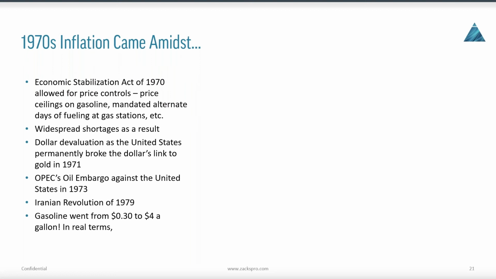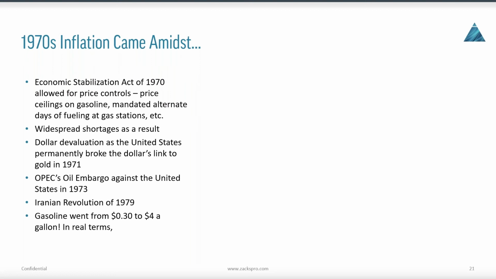OPEC also had an oil embargo against the U.S. in 1973 that also delivered a supply shock to the U.S. back then. Then there was the Iranian Revolution of 1979. That was another supply shock. The oil markets were panicking based on that, perhaps that the supply of oil would be severely limited there.